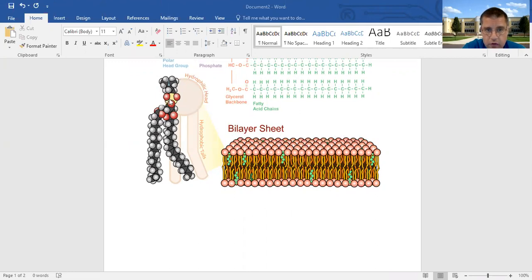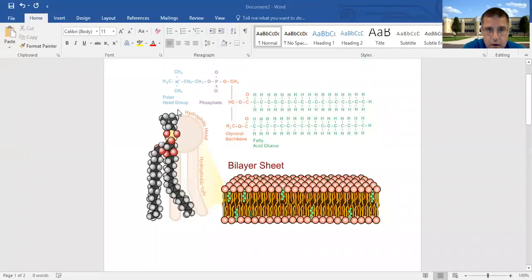So if we take a look at this drawing, this is the head area. This is polar up here. It has a charged group. And if you notice up here, see the phosphate. Now, I don't expect you to understand the perfect bonding of all this. This is organic chemistry. You'll get this in college. It's beyond AP Bio. You have to memorize some of this, but not here.